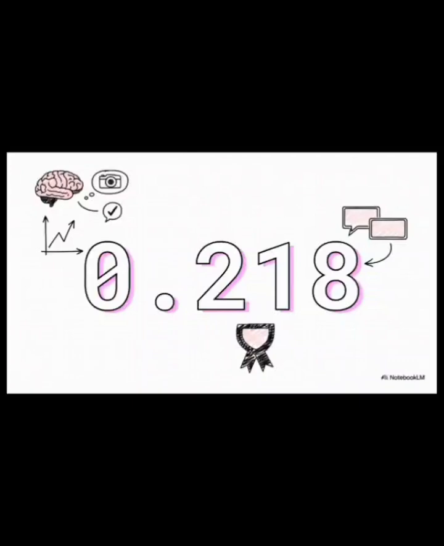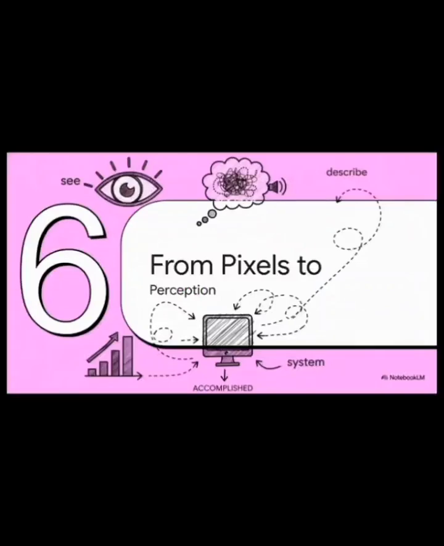A perfect score would be 1.0. A score of 0.218 might not sound amazing, but on a tough test like this, that's actually a very solid result. It passed. So let's just take a step back and look at the big picture. We started with a really simple question, and we ended up with a whole system that can look at a photo and describe it in plain English. Let's just quickly recap that journey.